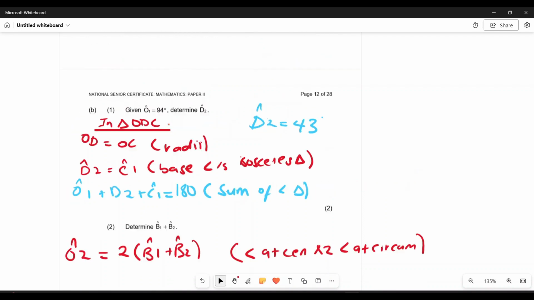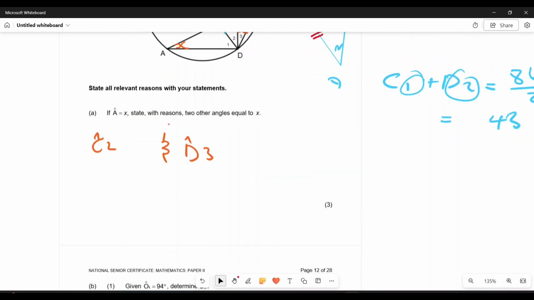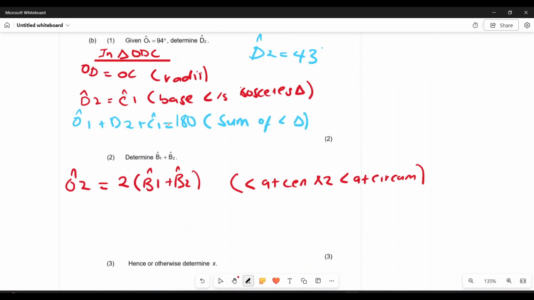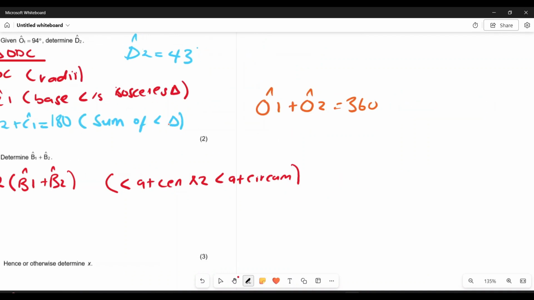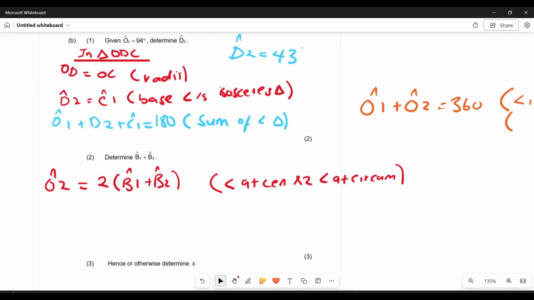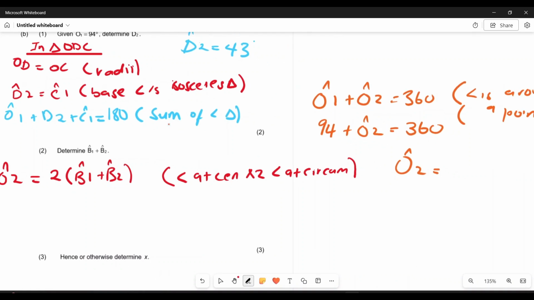All right, so now let me find my O2. How would I find my O2? O1 plus O2 are going to be equal to 360 degrees, right? So let me write this here. O1 plus O2 equals 360. These are revolution angles, or these two angles are angles around a point. As a result, remember I was given my O1 as 94 degrees, meaning that my angle O2 is going to be equal to 266 degrees.